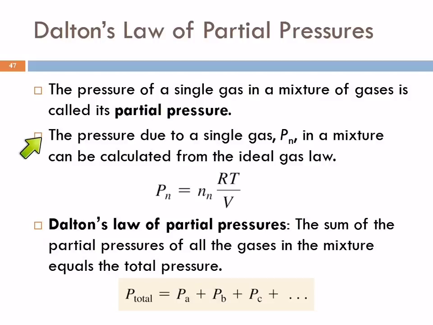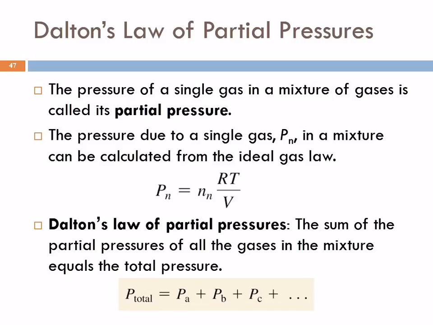We can calculate the pressure from a single gas, P, and my computer just quit on me. So we can calculate the pressure due to a single gas using the ideal gas law. And that would be nRT over V. So the pressure of the gas is directly proportional to the number of particles, the number of moles of gas. In this mixture, the temperature and the volume are going to be the same.